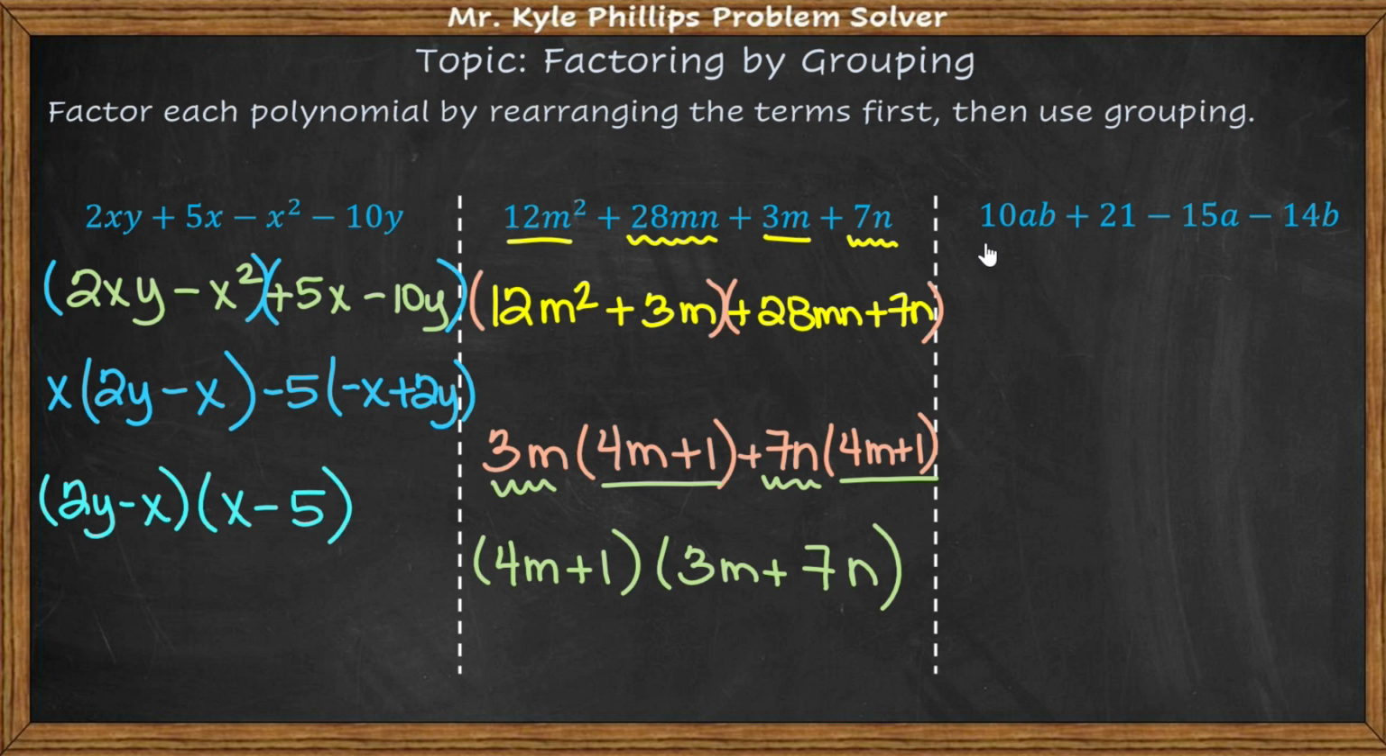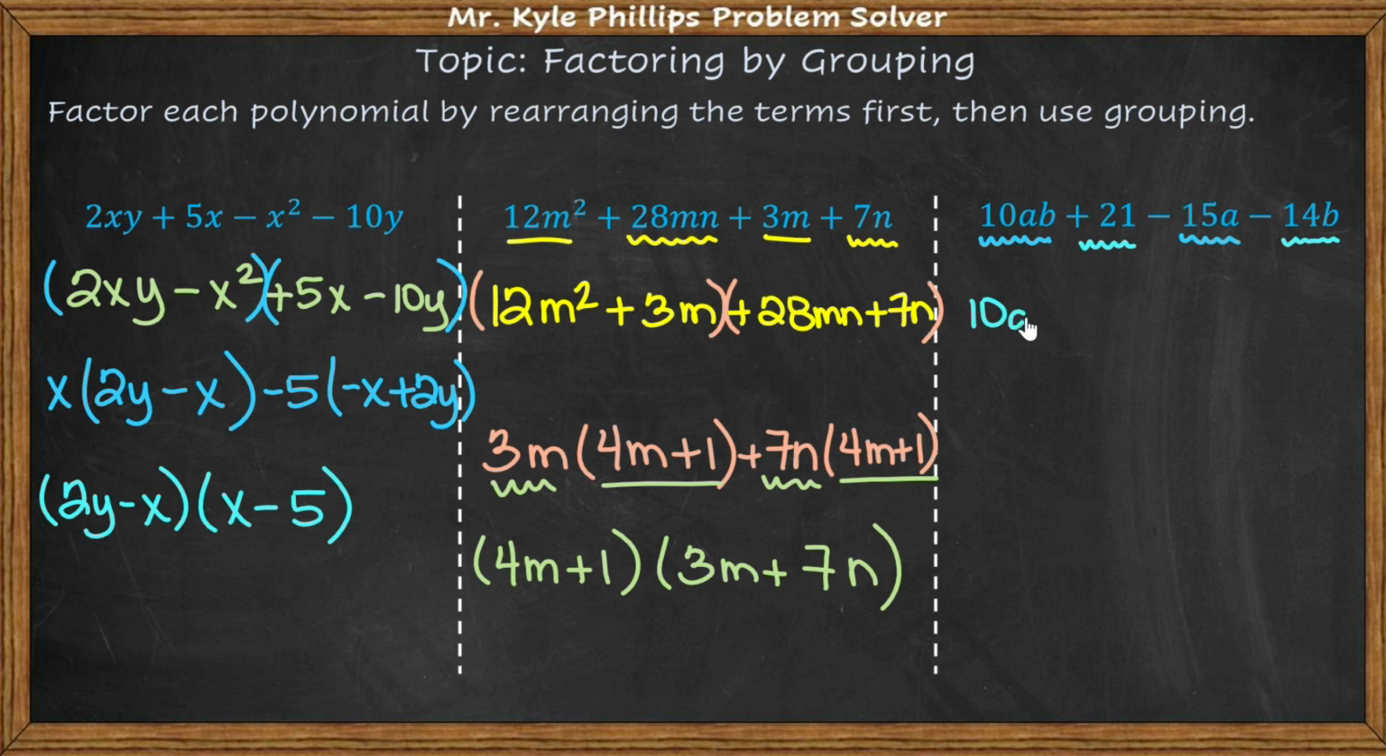All right, so I hope that we get the same answer here. So here's what I am thinking. I like 10ab with 15a because I can factor out a 5 and an a from both. And I like 21 and 14b because I can factor out a 7 from each of these. So let's see what we get.